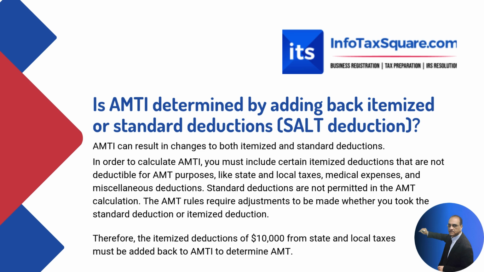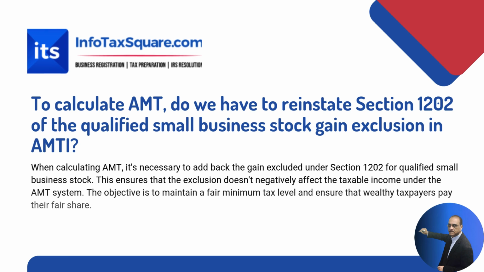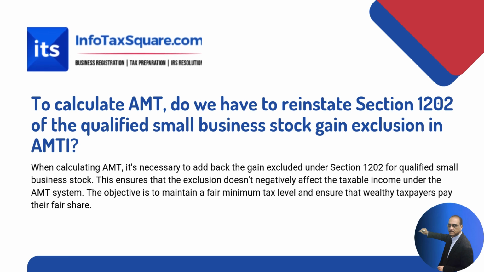Now let's find out the second item, which is Section 1202 qualified small business stock. To calculate AMT, do we have to reinstate the Section 1202 qualified small business stock gain exclusion in AMTI? When calculating AMT, it is necessary to add back the gain excluded under Section 1202 for qualified small business stock. This ensures that the exclusion does not reduce the taxable income under the AMT system. The objective is to maintain a fair minimum tax level and ensure that wealthy taxpayers pay their fair share.